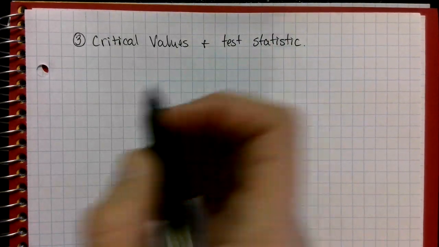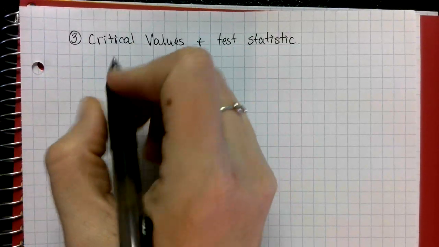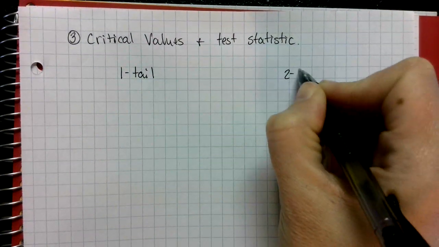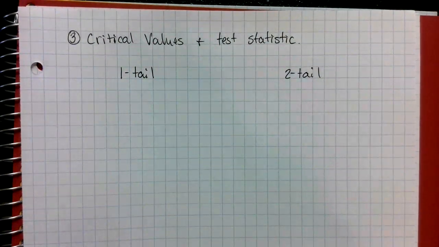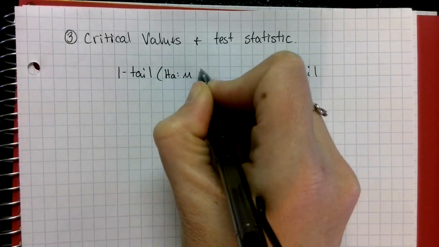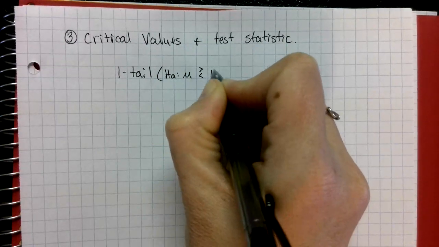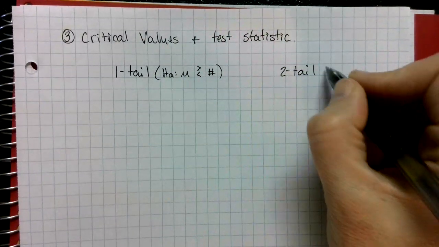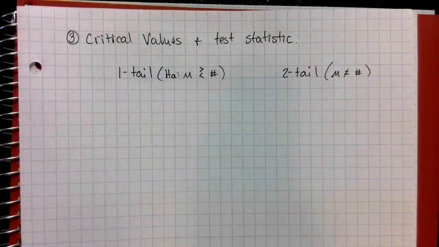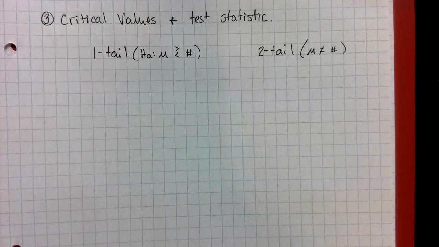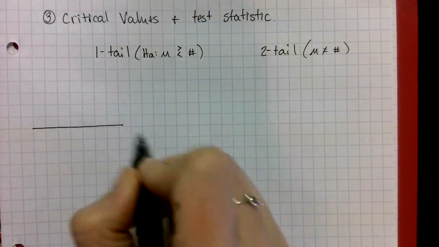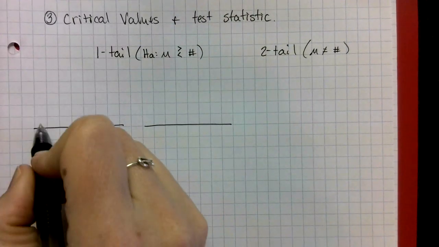So for your critical values and test statistic, we have to think about this in 2 different ways. We have our one-tail test and our two-tail test. For our one-tail test, H sub A is either less than or greater than some number. For our two-tail test, our alternative hypothesis utilizes not equal. With the one tail, we have a less than and a greater than, so I'm going to have 2 different pictures here.